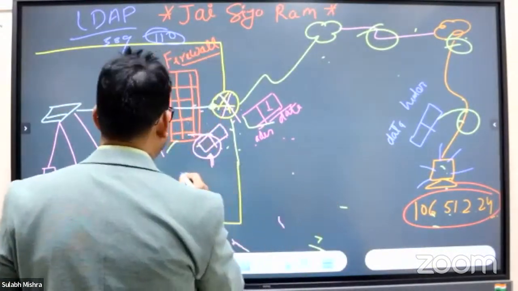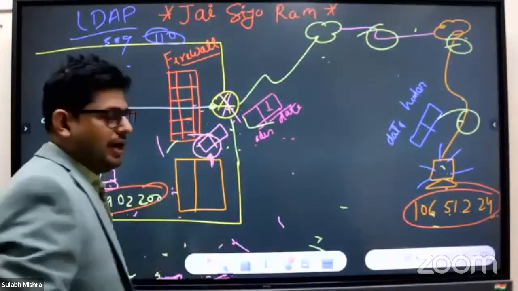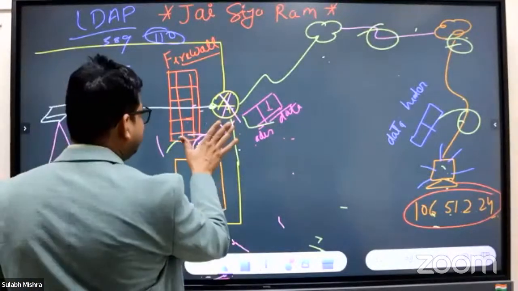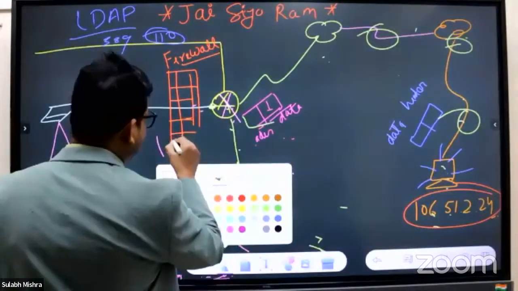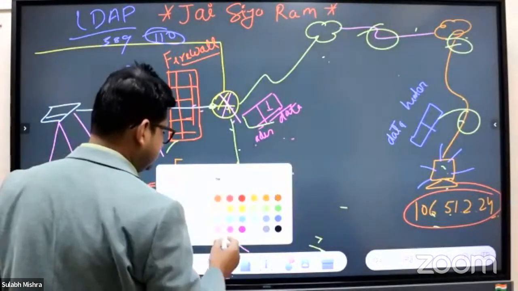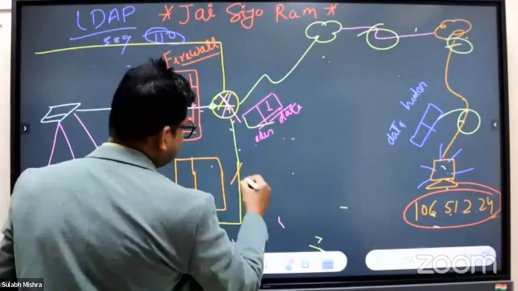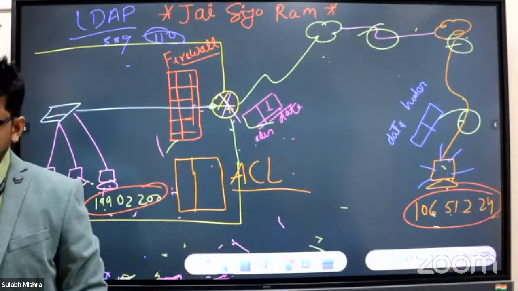It is there on a table. The firewall has a table, and that table is called the Access Control List. ACL means access control list. The table is called ACL, access control list, right?